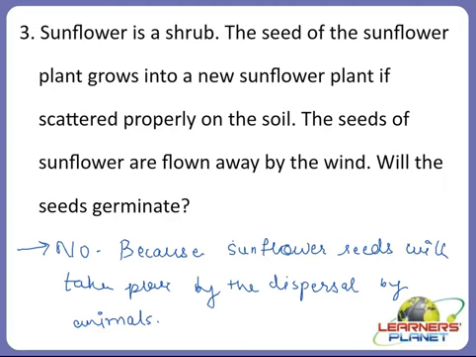So sunflower seeds will not be able to germinate because what is in the question, children? They have said that the seeds of sunflower are flown away by the wind. Right, so dispersal by wind is not taking place over here. The dispersal by animals is taking place over here. Alright, so the seeds will not germinate. The sunflower seeds will only germinate when the dispersal by animals has taken place, but not by the wind. Alright children, now let's see another question.